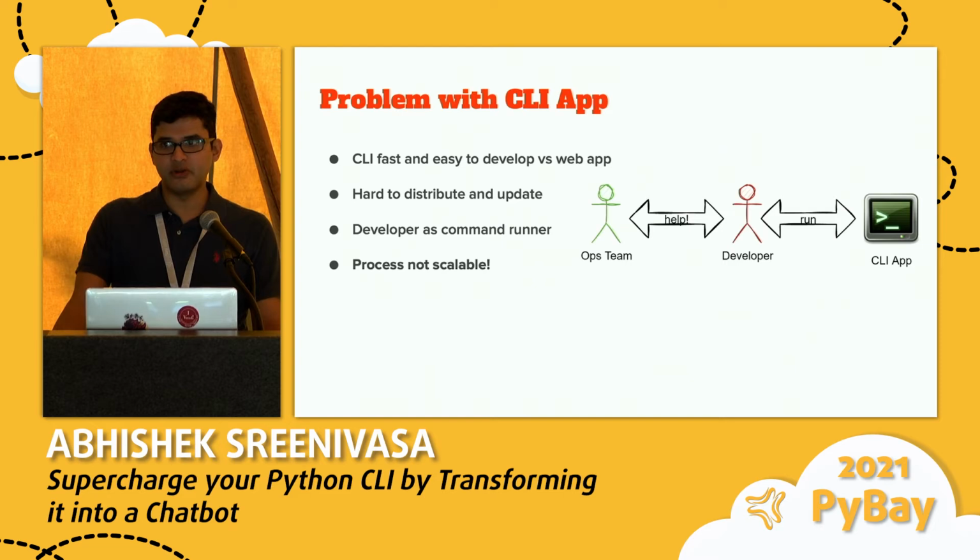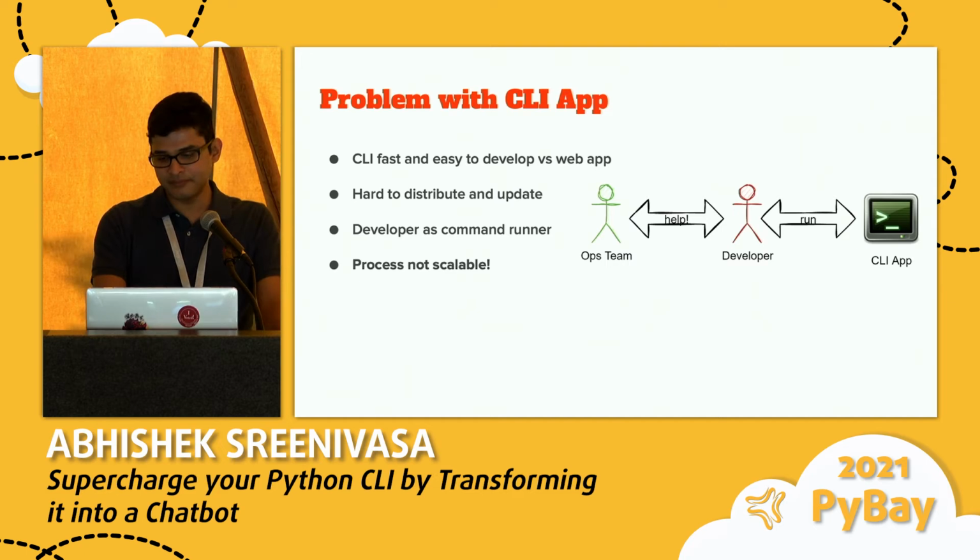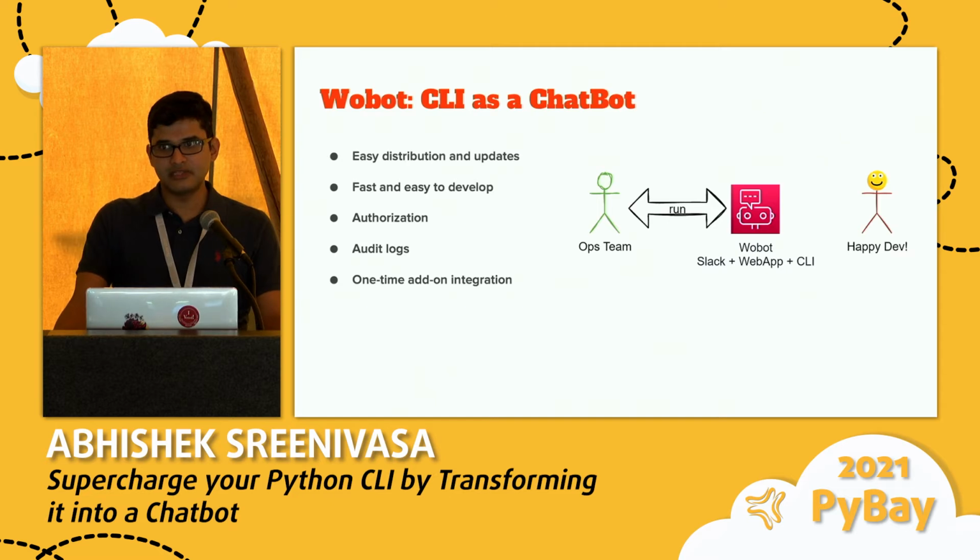So what used to happen before was our operations team used developers as a proxy to run these commands, and we realized that this wasn't a scalable process. So we had to come up with a better solution. What we did was transform all of our CLI into a chatbot. We had a wealth of commands, and everything had to work through this chatbot. The way things work is the operations team executes the command in Slack and gets the response back in Slack. We removed the developers out of this equation, so it makes developers happy and more productive.